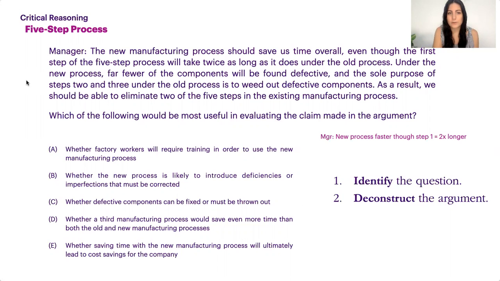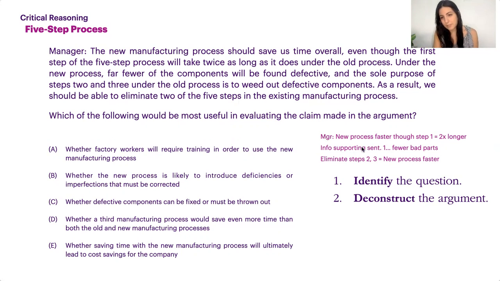Under the new process, far fewer of the components will be found defective, and the sole purpose of steps 2 and 3 under the old process is to weed out defective components. So this is essentially supporting that first idea by telling us there's going to be fewer things to have to fix. As a result, we should be able to eliminate 2 of the 5 steps in the existing manufacturing process. So again, reiterating the same idea of why it would save us time, we're going to be able to eliminate 2 of the 5 steps. So this new process is in fact going to be saving us time.